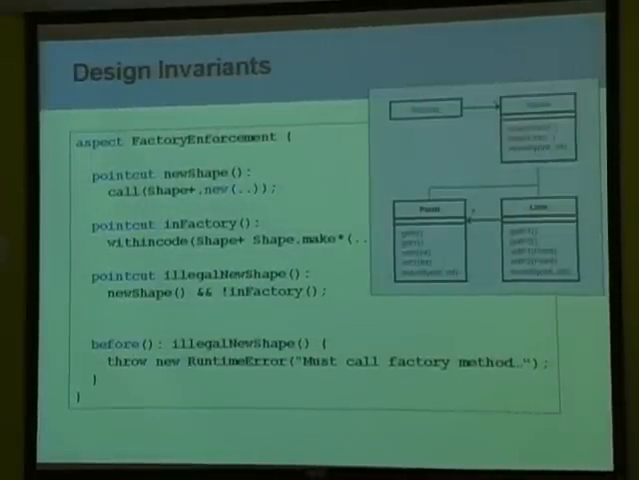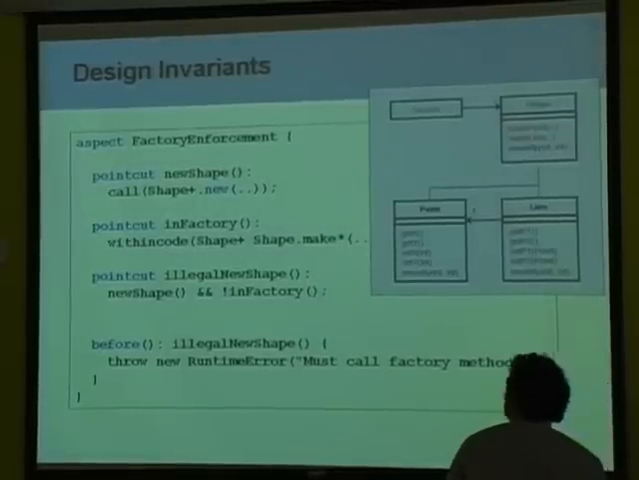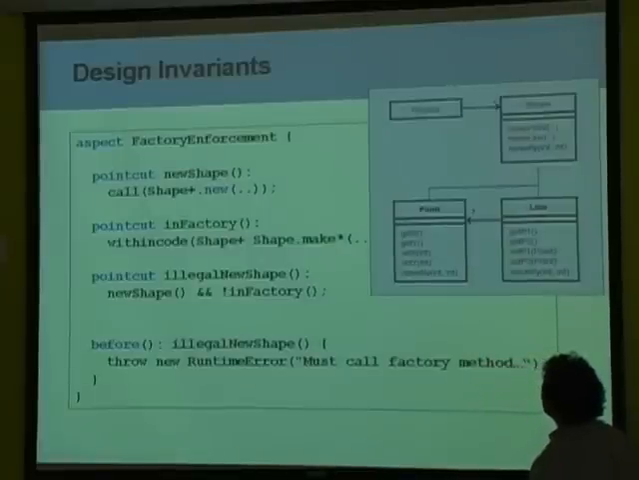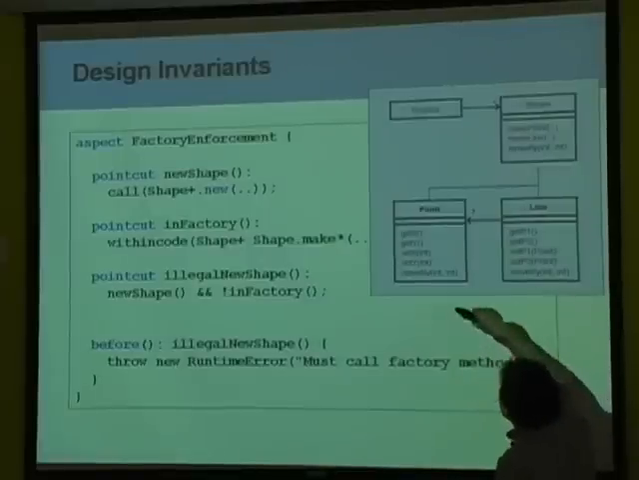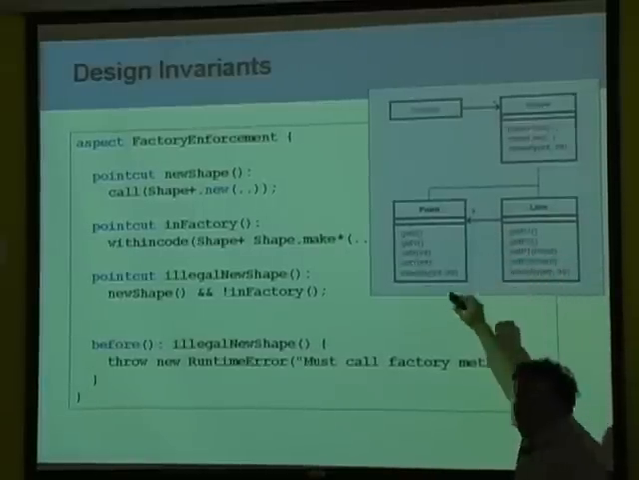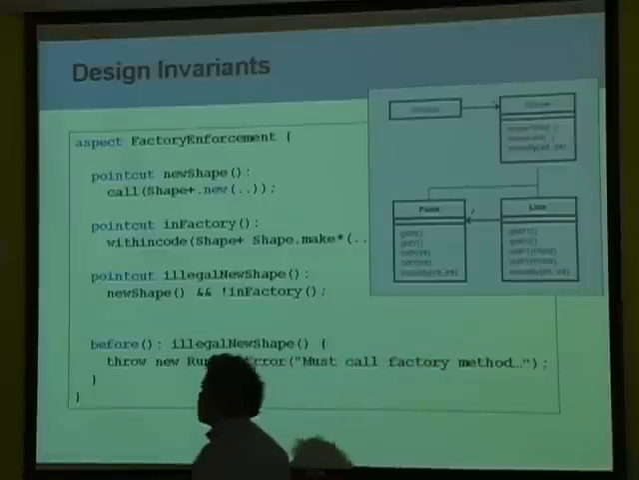Here's another nice one. We actually didn't know AspectJ would do this for us until quite late in the project. This code has a factory pattern in it. The factory pattern says that you're never supposed to call the constructors of these directly. You're supposed to call the factory. That's unenforceable with Java. But it's enforceable with AspectJ because it has cross-cutting structure.